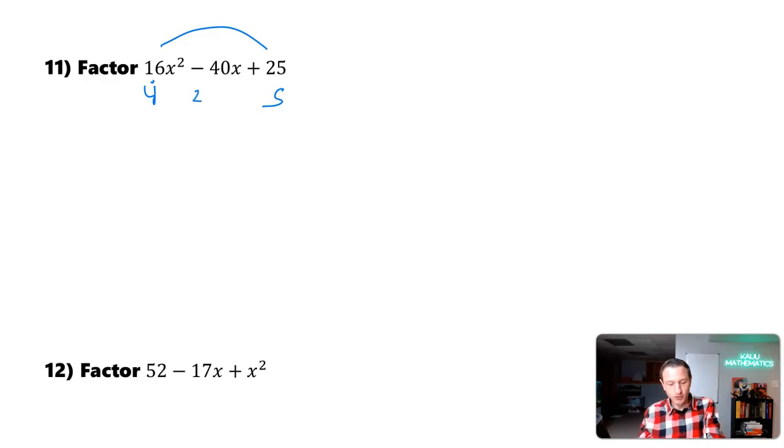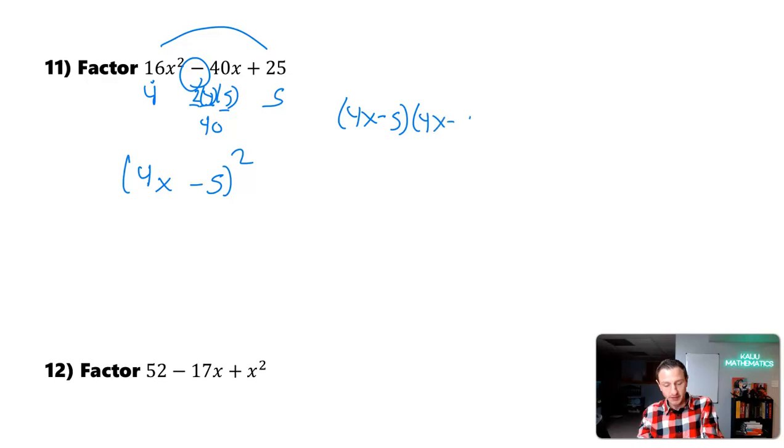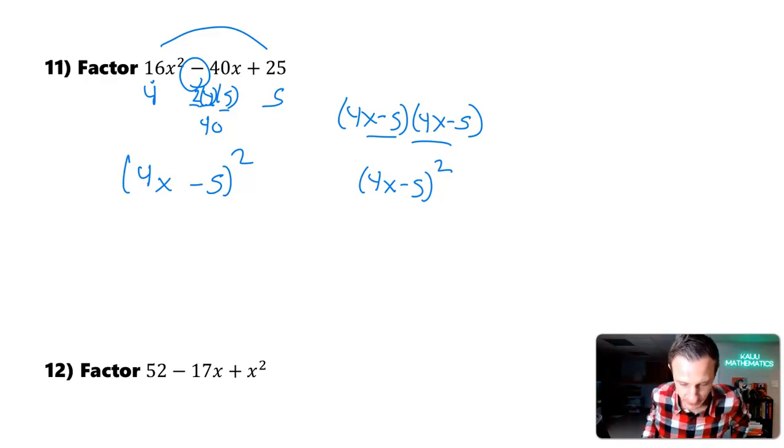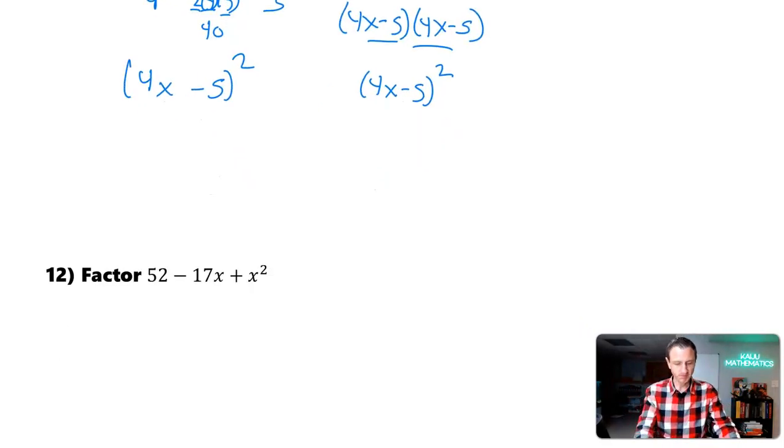And then if I take 2 times 4 times 5, 4 times 5 is 20. 20 times 2 is 40. And this is a minus sign, so my answer is going to be 4x minus 5 squared. And if you did do the AC method process or the guess and check process, you would end up with 4x minus 5 times 4x minus 5. But since these are the same things, we could just rewrite this as 4x minus 5 squared. So knowing the perfect square trinomial saves us a little bit of time, but not a requirement again, because you could just use the AC method.